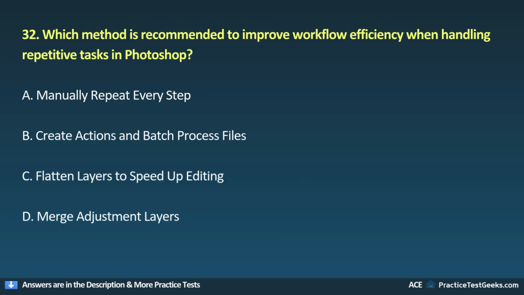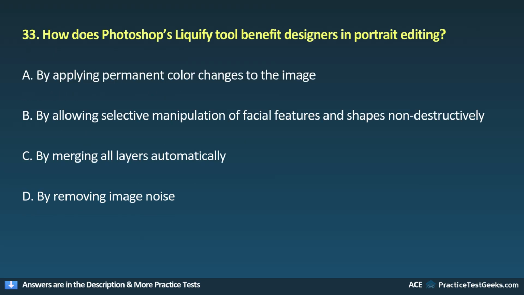32. Which method is recommended to improve workflow efficiency when handling repetitive tasks in Photoshop? A. Manually repeat every step. B. Create actions in batch process files. C. Flatten layers to speed up editing. D. Merge adjustment layers.